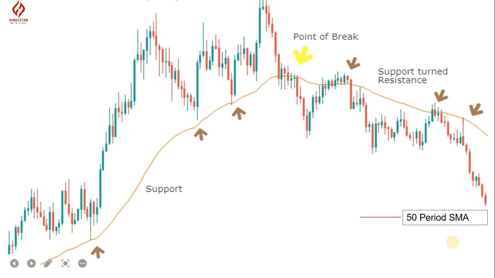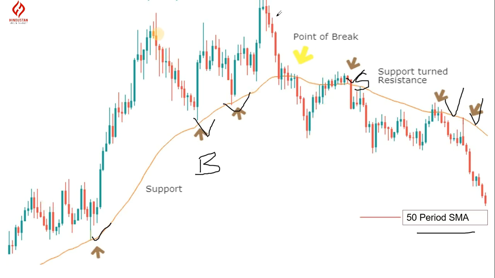So here this is your 50 period simple moving average, right? So it works as a support. You can see a price took support from this simple moving average many times, right? So it will give you a buy signal. And here you can see price took resistance many times from this simple moving average. So it will give you a sell signal. So this is how simple moving average also works as a support and resistance level, right?